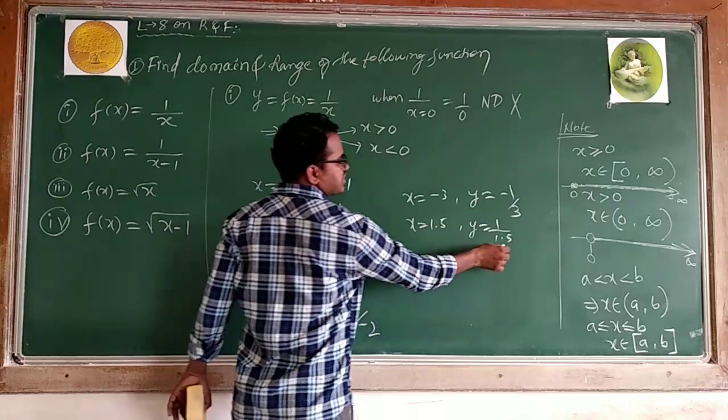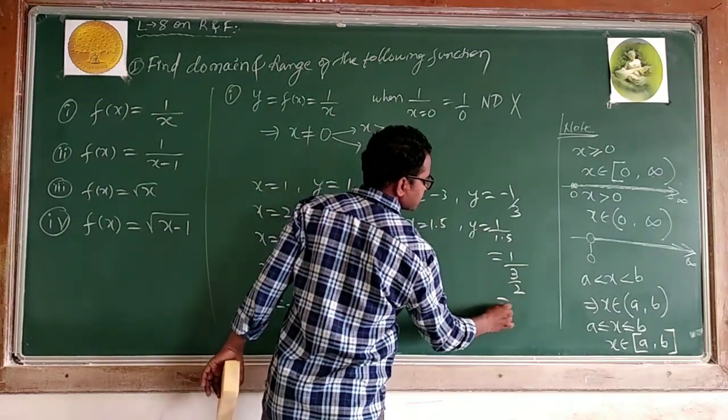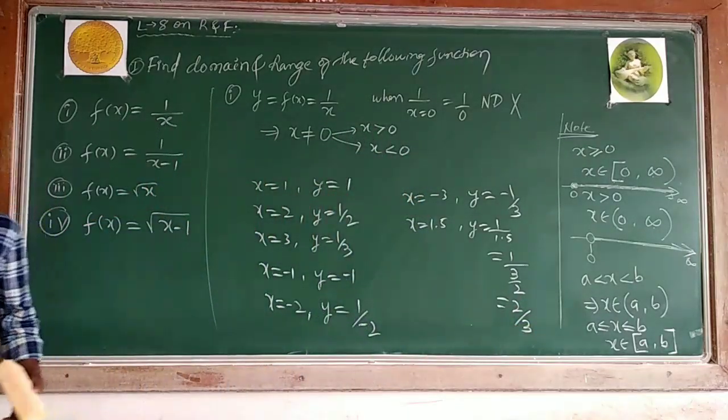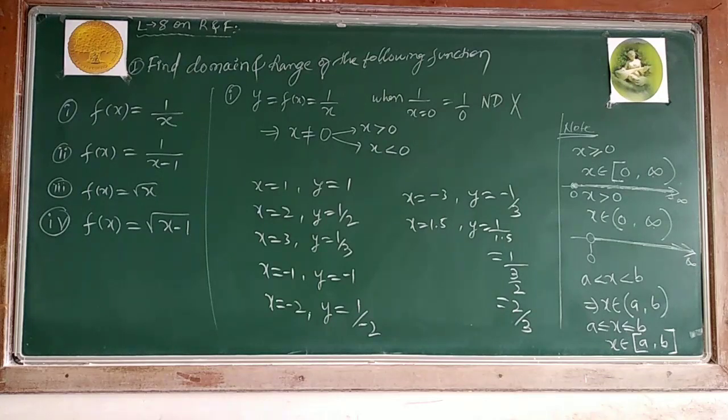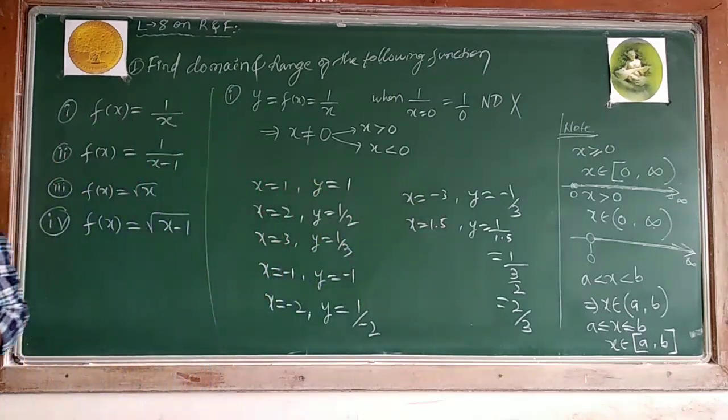1.5 is nothing but 3 by 2. So 1 divided by 1.5 can be written as 1 divided by 3 by 2, which is 2 by 3. When you have an x value, its corresponding value of y you will get. You can take any value of x, and you will get the corresponding value of y. So what is the domain?